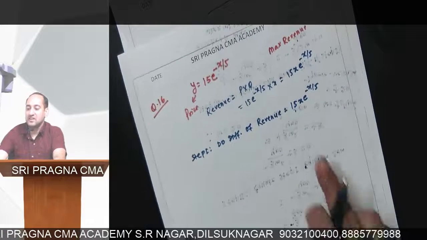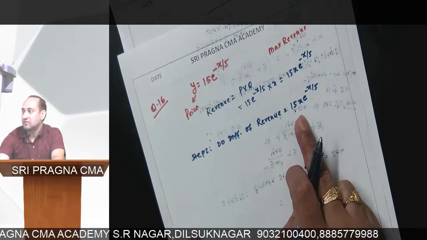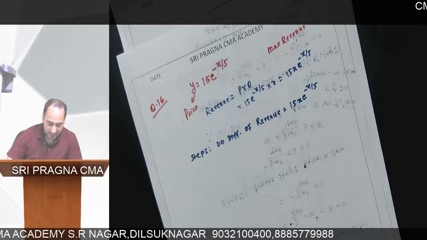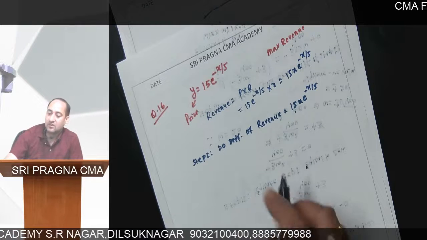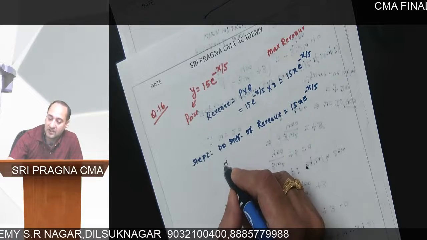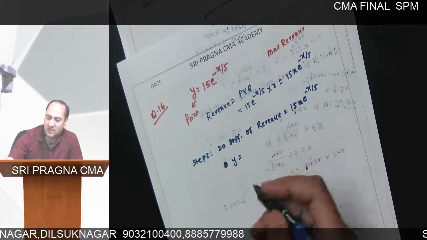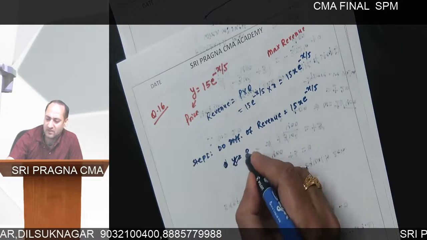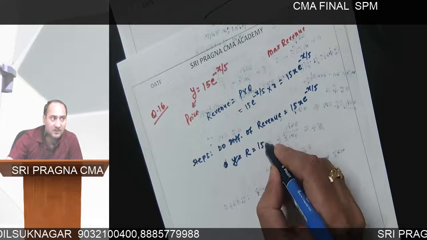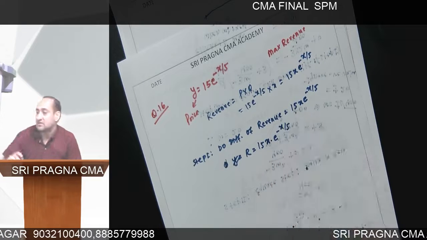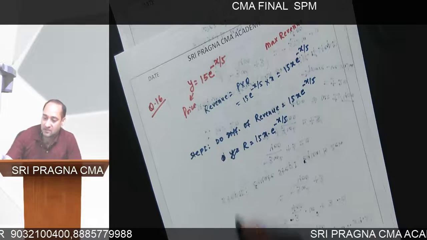Let us see. If you see here, the same thing we have been doing, the same thing we are going to do. So what do we need to do? Do the differentiation. So let me call this y. Let me call this revenue. So revenue is 15 x e to the power minus x by 5. Is it clear?